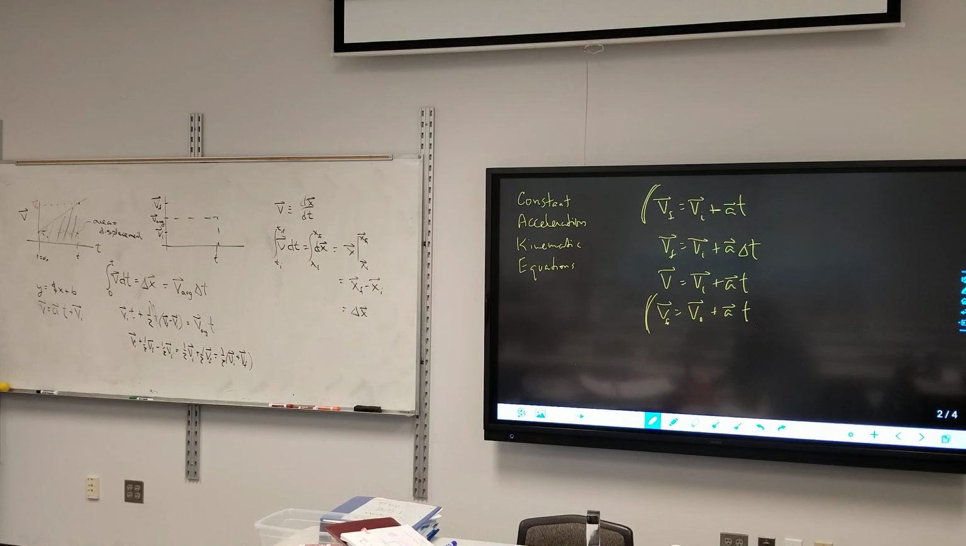Again, working under the assumption here that acceleration is constant. If acceleration is not constant, this would not be true. This is true whether it's a constant or not. So what's 1/2 (Vi plus Vf)?